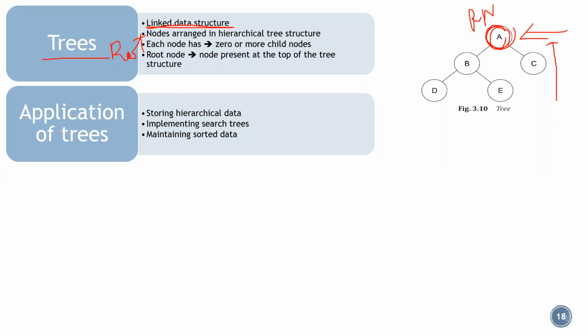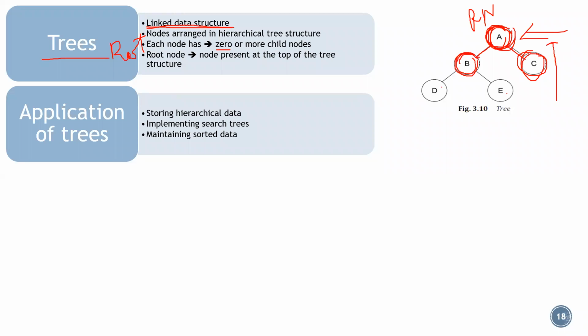Similarly, if I consider any node present in this, say B, D and E are nodes. Any node can have either zero child nodes or more than zero child nodes. For the root node, you can observe that we have B and C. So B and C are the children of A, and we term them the child nodes of A.